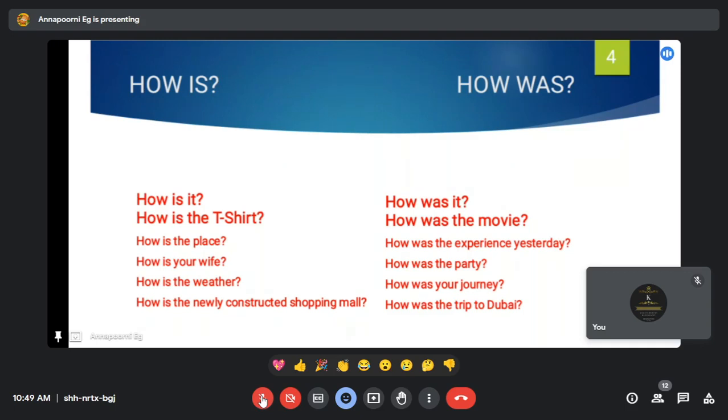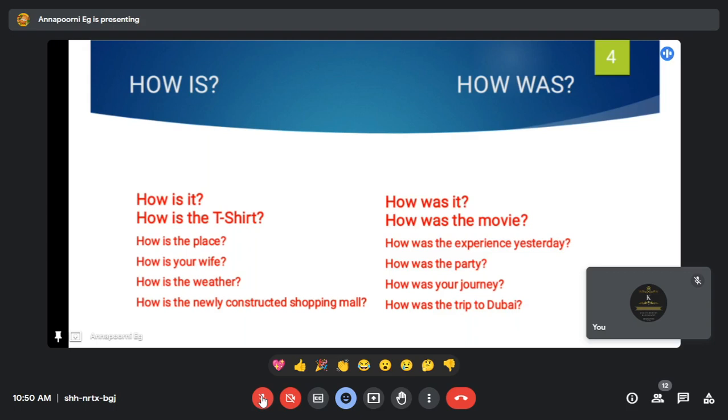The next is, how was the trip to Dubai? So you went to Dubai last month and you have come back. So you have come back to India and I'm asking you, how was the trip? How was the trip to Dubai? Dubai trip எப்படி இருந்தது? That is what it means. I'm not translating much to Tamil because without translating itself you can understand. They are very simple. So this is the difference between how is and how was. I think this portion is also clear for you.